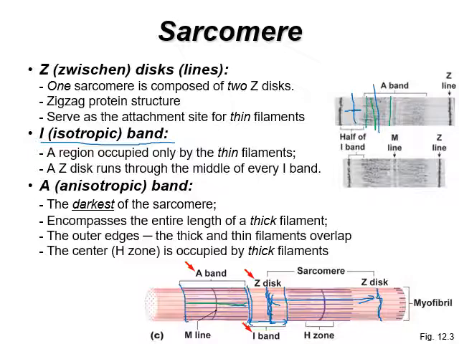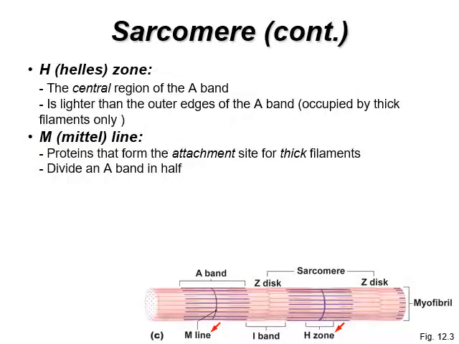Let's go. There are some more parts. We'll talk about the H zone here. Okay, the H zone is the central region of that A band, and you can see the H zone is here, border here, and here. And what do you see? Just solely thick filament. It's only occupied by thick filament. Okay, and then the M line is this middle line, an attachment site for the thick filaments. Okay, that's kind of the midway point of the sarcomere.